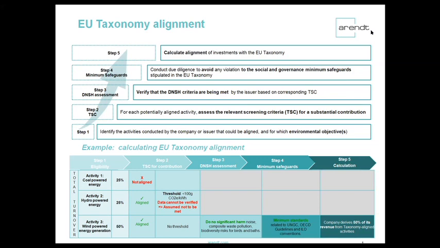The idea is that with turnover, you are assessing how much revenue the company is generating from green activities. So you're sort of assessing companies which are already green or sustainable today. They already have businesses, products, and services which are aligned with the taxonomy, and they generate money out of it, and this is what you're assessing.